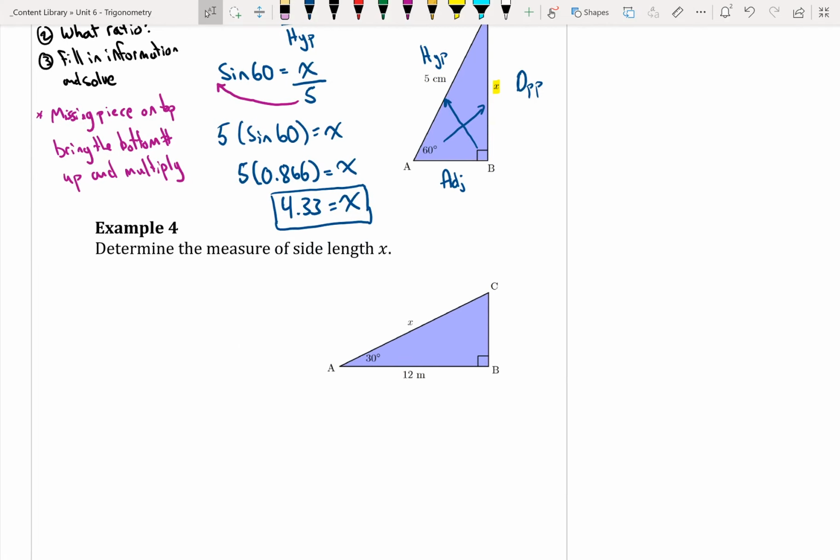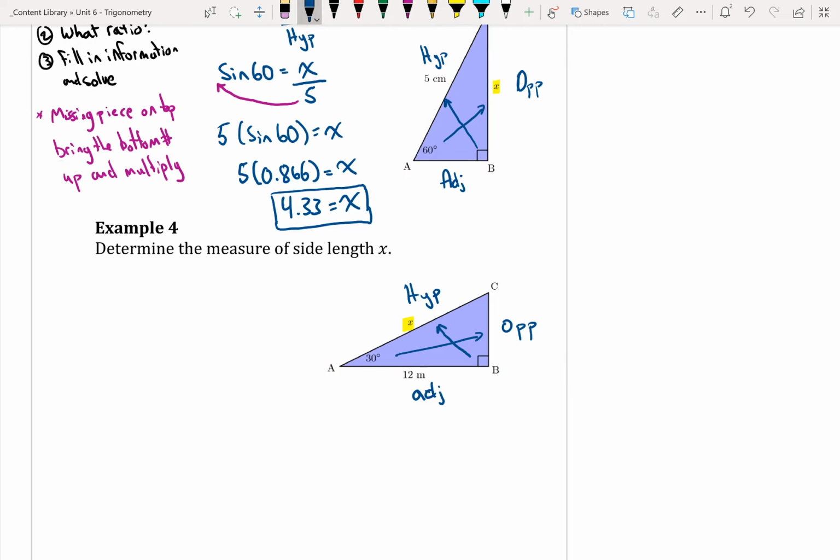So example 4, we're going to go through those steps again. The first thing we want to do is label our sides. The first side I'm always going to label is the hypotenuse because that one's the easiest one to find. It's always across from 90 degrees. The opposite is across from my angle, and then the adjacent is the side beside my angle. And the question is asking me to solve or find the measure of side length x.